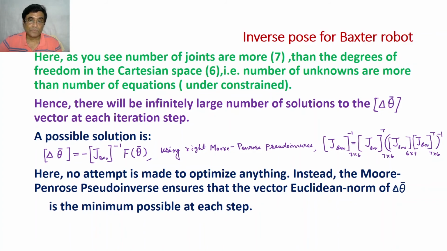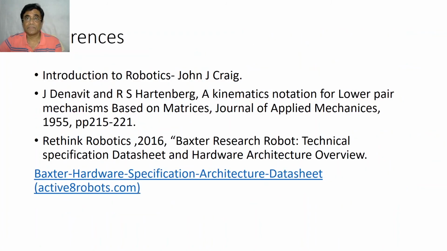So a possible solution could be this, using, again, the Moore-Penrose pseudo inverse. Okay. And the beauty is, you see, that the inversion which you are doing is a 6 cross 6 matrix. So it is always easy to do that. Okay. And this is the pseudo inverse with which you'll have to run your algorithm to get all theta 1, theta 2, theta 3, theta 4, theta 5, theta 6, theta 7 solutions. And that is it.